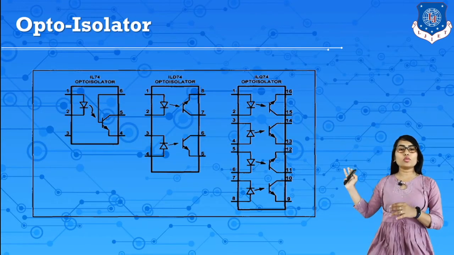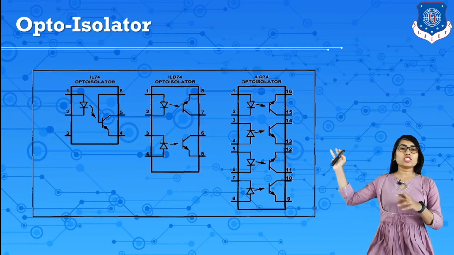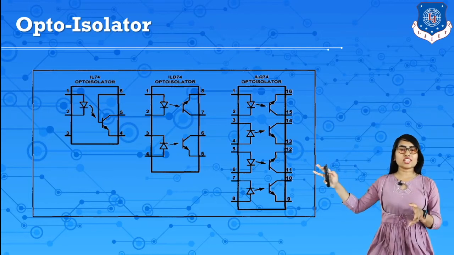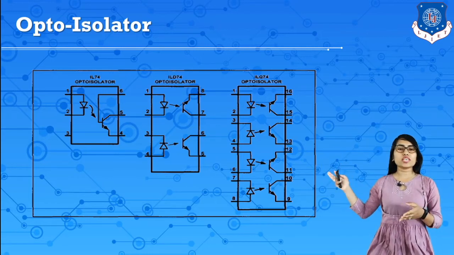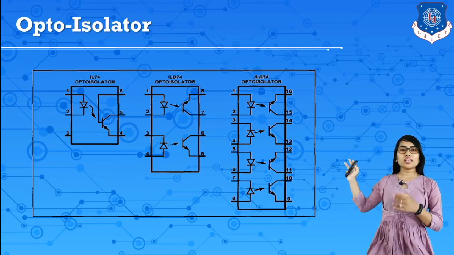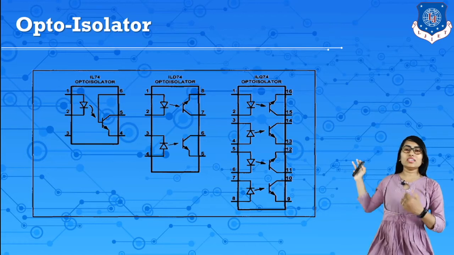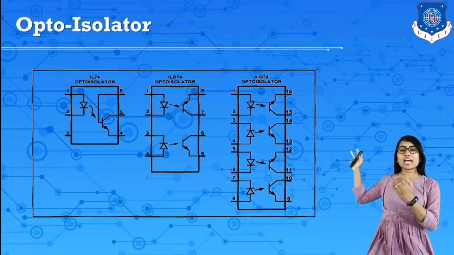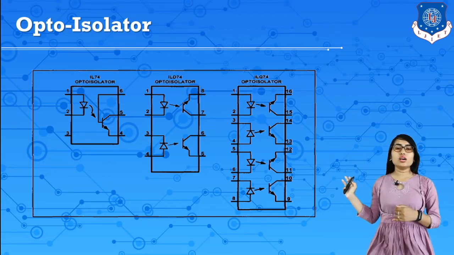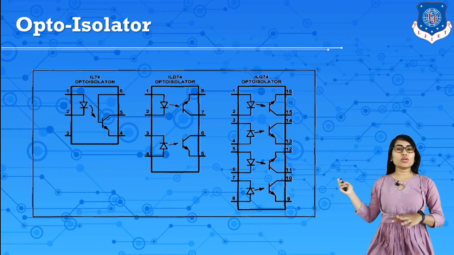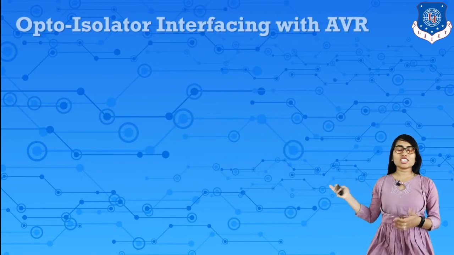These all are opto isolator couplers. In this one there is only one transmitter and one photosensor receiver, here there are 2 LEDs and 2 photosensor receivers, and in this package 4 LEDs and 4 photosensor receivers. So this is opto isolator packaging. Depending on requirement, any of the packages can be used.